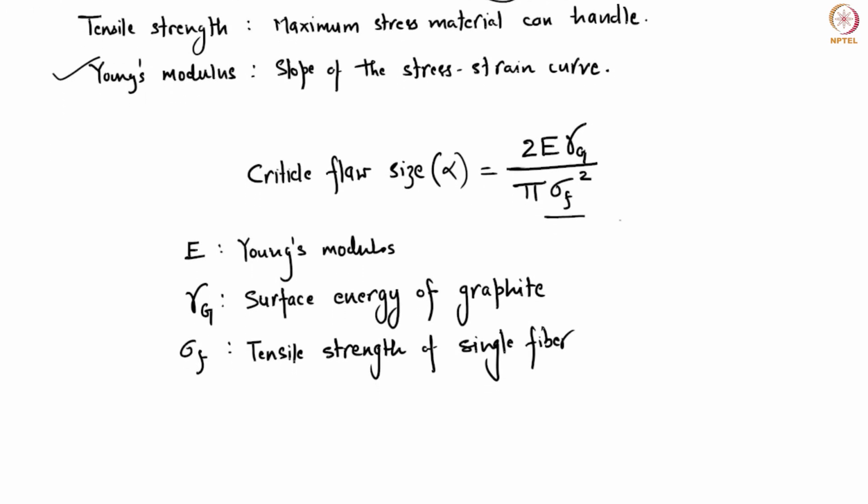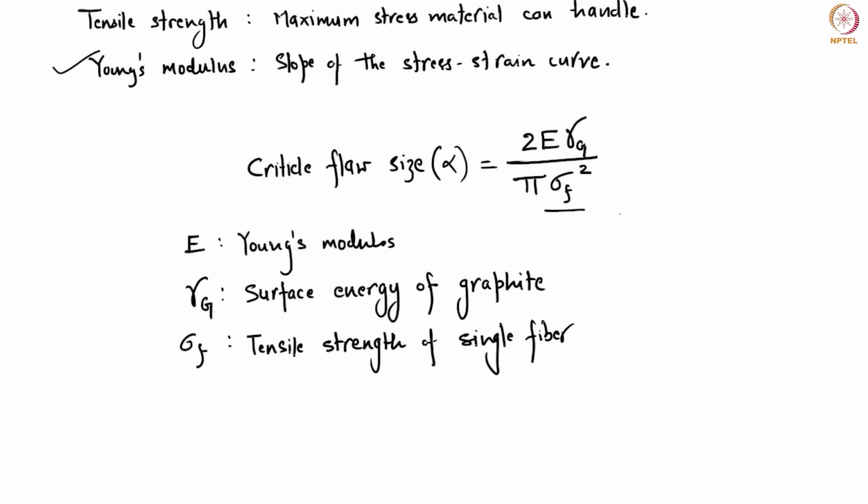Okay. Now coming to this flaw size that we were talking about, this is the Reynolds and Sharp method, or the formula given by them. What is the flaw size again? This is the size of the trapped defect in a carbon fiber that would limit its mechanical properties, and here is the relationship. This is Young's modulus. Gamma G here is the surface energy of graphite, which is approximately 4.2 joule per meter squared.